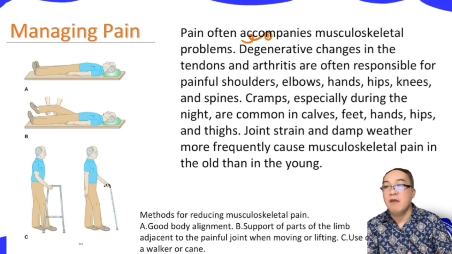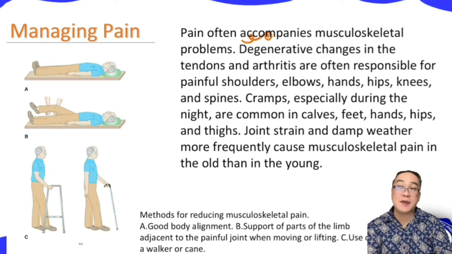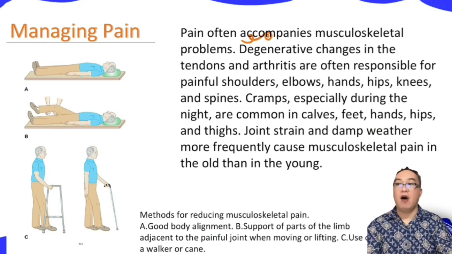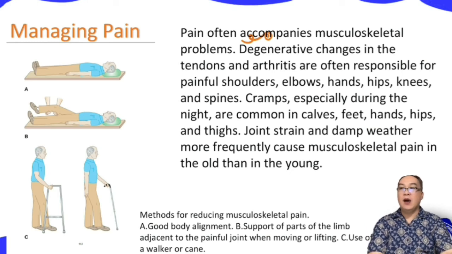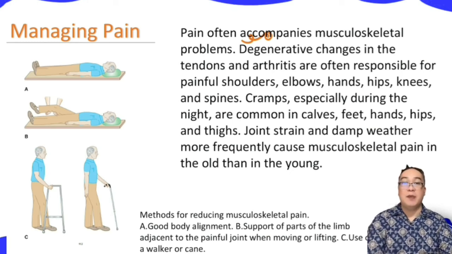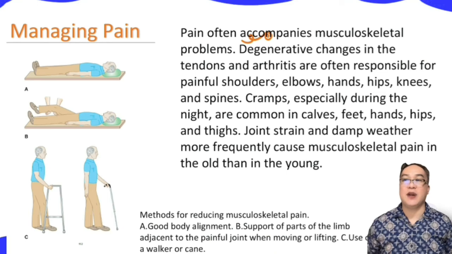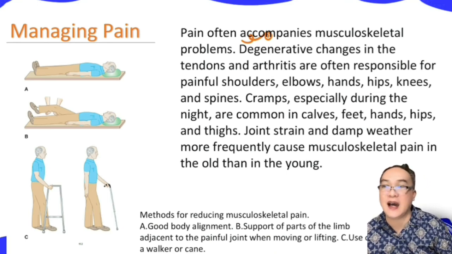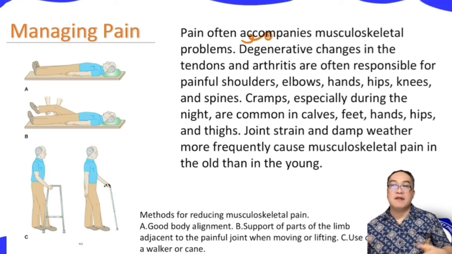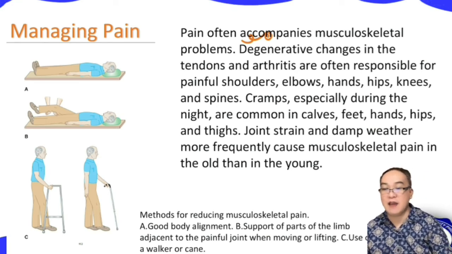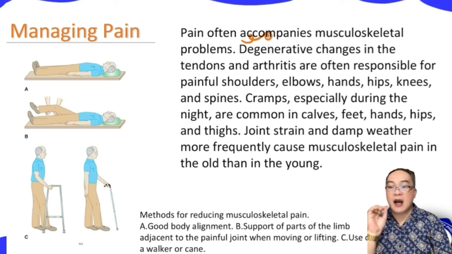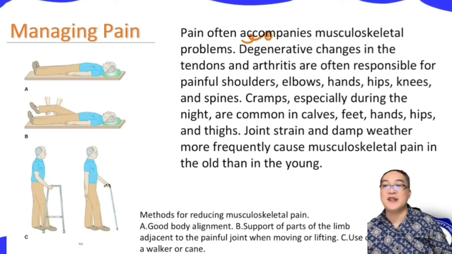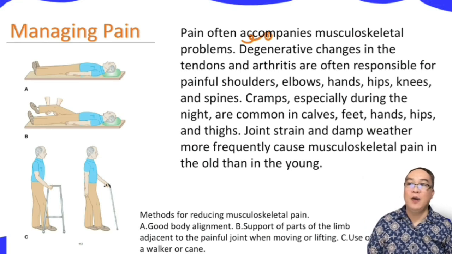Pain, okay, often accompanies musculoskeletal problems. Degenerative changes in the tendons as well as your arthritis are often responsible for pain, okay, or painful shoulders, your elbows, okay, your hands as well as your hips, okay, the knees and the spines. Cramps, especially during the night, are common in the feet as well as the hand and the hips of your client. Joint strain and damp weather more frequently cause musculoskeletal pain in the old than in the young.